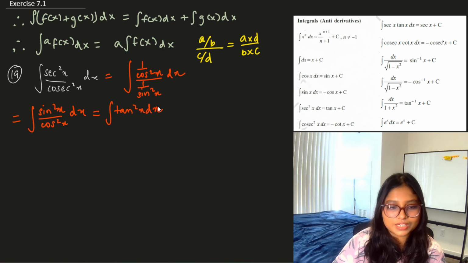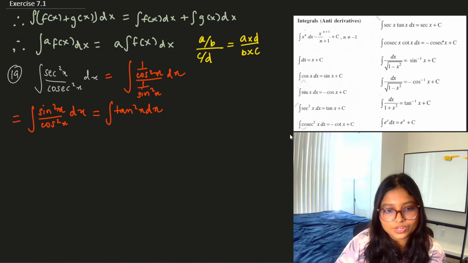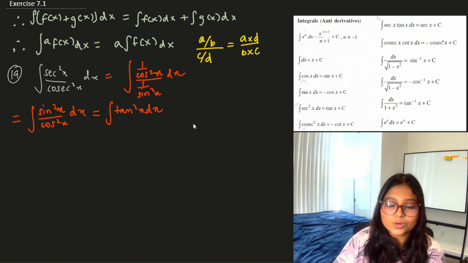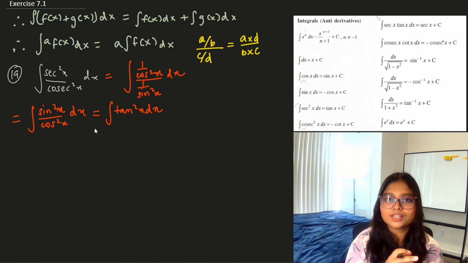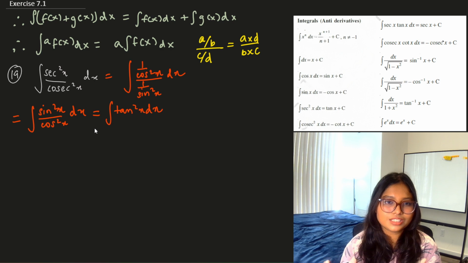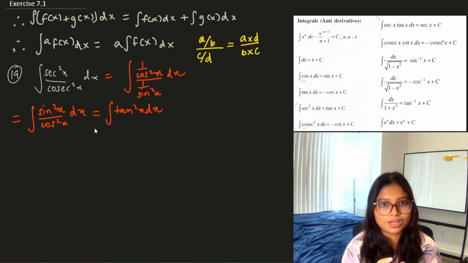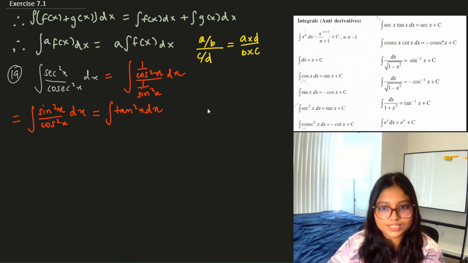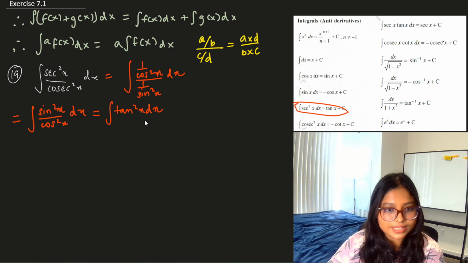Now this looks much simpler, but yet again I do not have any formulas that could solve this directly. So what can I do? Why not use trigonometric identities? Yes, as I told you in the previous video, if you have trigonometric functions inside integrals, it's very much possible to apply trigonometric identities inside them. If I could convert this in terms of secant, I do have a formula that could solve this. So I'm going to use a trigonometric identity here.